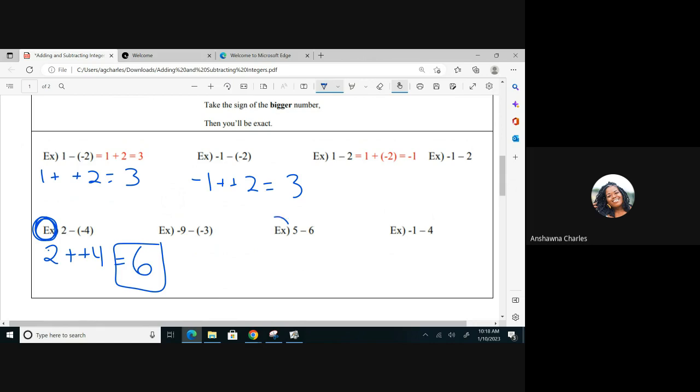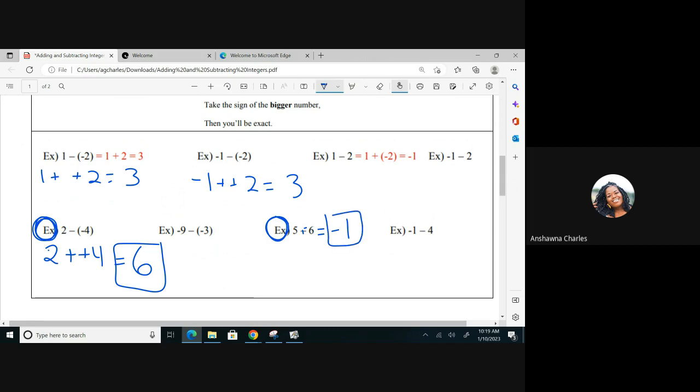Let's look at this one. So I'm going to have positive 5, because I kept it. Change it to plus. And now my 6 is negative. So what would the answer be to that one? -1. Because the signs are different, so I subtract them. And my bigger number is negative, so my answer is negative.